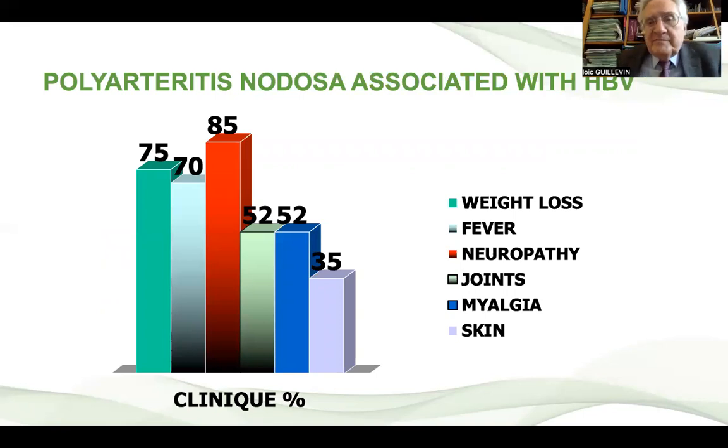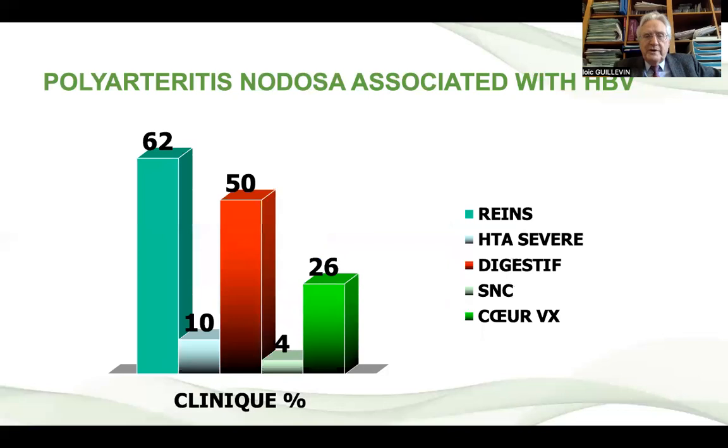Here I have shown the frequency of the clinical symptoms in patients with hepatitis B infection. And it is more severe than the other forms. 85% have a mononeuritis multiplex. 75% have weight loss, not a weight loss of 2 or 3 kilos, but 10, 15 kilograms. The fever is present, and high fever. The joint and muscle involvement is present, but there is no arthritis. It's mainly arthralgias and myalgia, and skin disease with purpura.